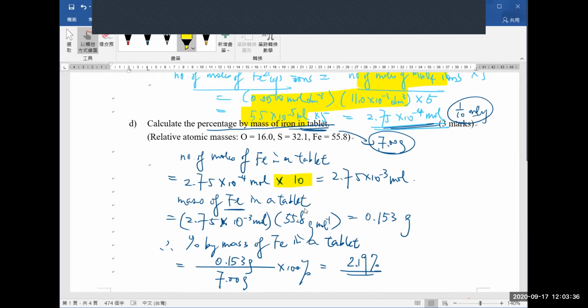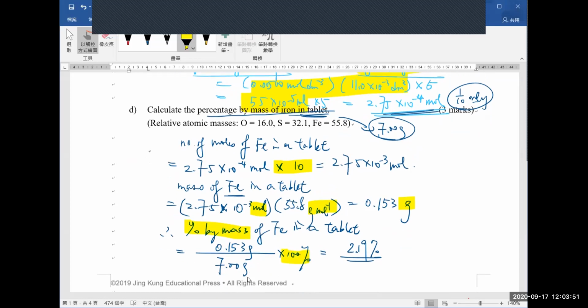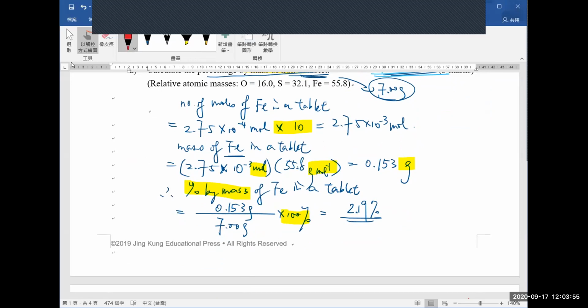Do you understand? And what's next is to change the mole to gram. Okay, mole to gram, you use the unit for help. Please check. And finally, percentage by mass, you make it a percentage. You get to know that is the mass of the tablet. Not all of the tablet contains iron, right? We just contain that mass, 0.153 gram of iron inside 7.00 gram of tablet. Is that clear? Okay. If everything is clear, we will come to question 2.